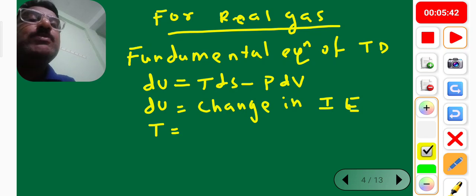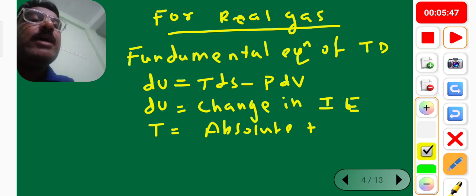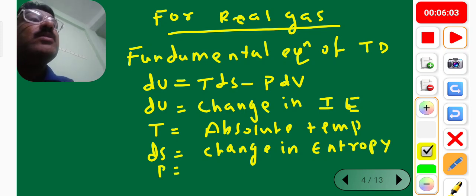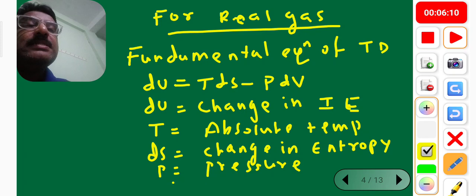T is the absolute temperature, dS is the change in entropy, P is the pressure, and dV is the change in volume.